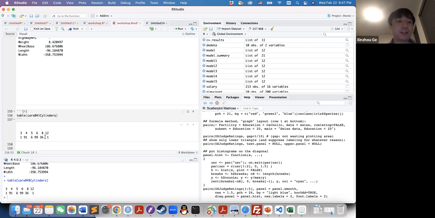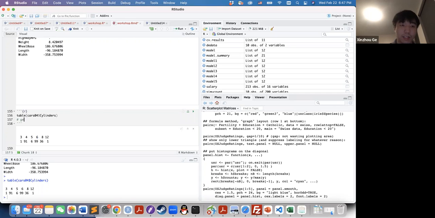So maybe we are interested in these two parts, and we want to see whether we can use other predictors to predict whether this car has 6 or 4 cylinders. So you can see that the response will be whether it has 6 or 4, and it will be a binary outcome. So maybe we can use logistic regression for this task.